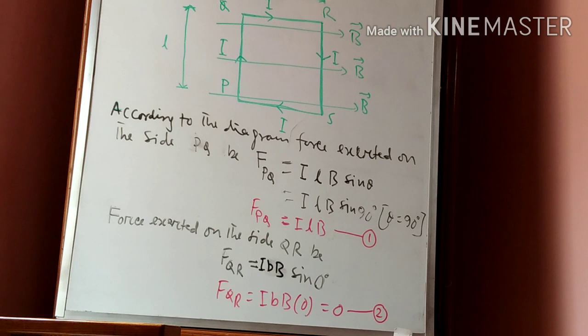So I think you have finished writing. Force exerted on the side QR is F_QR = I B L sin 0 degree. That is, sin 0 is 0. That's why F_QR is 0. So there is no force exerted on the side QR. Now let us find the force exerted on RS.